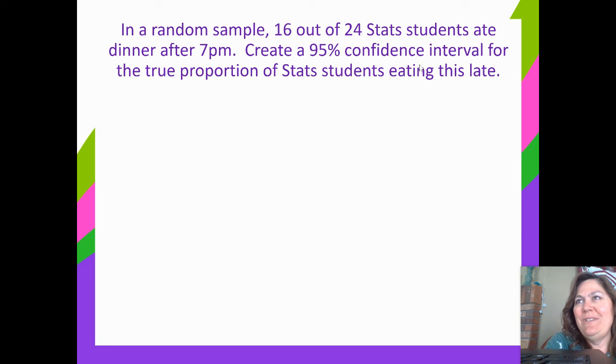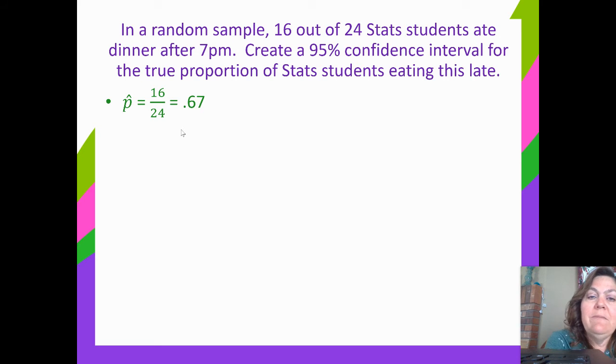16 out of 24 stat students ate dinner after 7 p.m. So create a 95% confidence interval for the true proportion of stat students eating this late. First off, I'm going to calculate my p-hat. p-hat is this 16 out of 24.